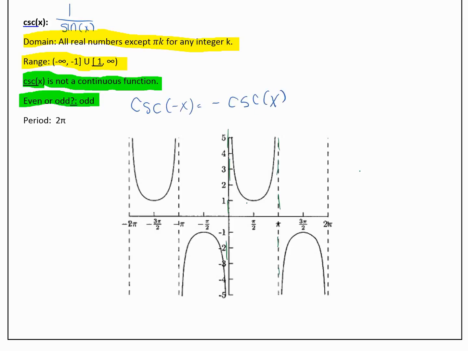Okay, and if you think of one period of the graph, look at this one from 0 to 2 pi, we get one of the copies that's going up and one that's going down. Together that makes one period of the graph. So the period is 2 pi. So that's our graph of cosecant of x.